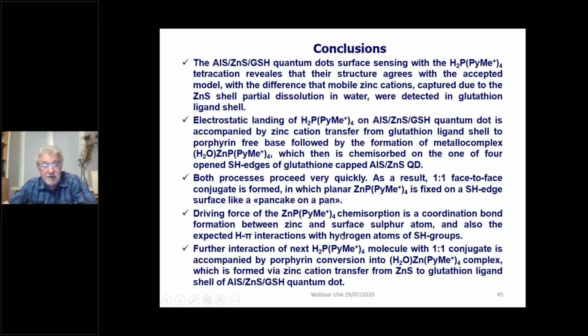I should say that processes which connect with the complexation with zinc porphyrin are very quick, and they are realized within a few seconds after preparation of our complexes.